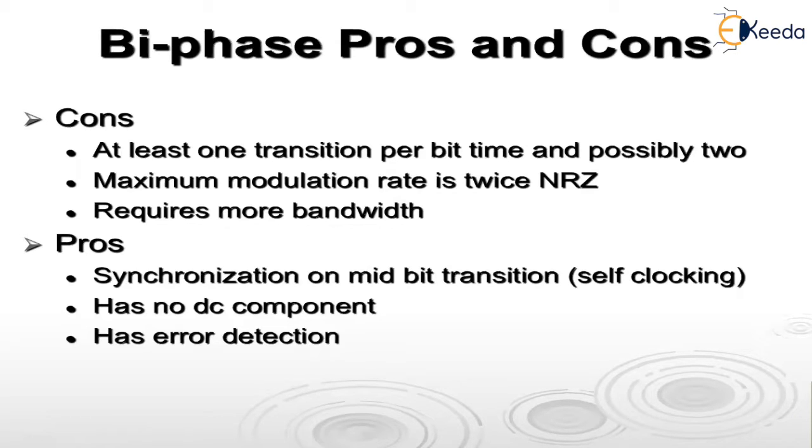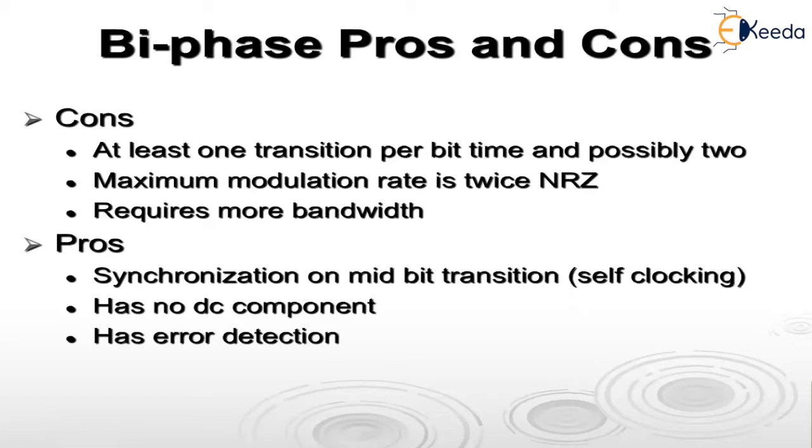On the other hand, the biphase schemes have several advantages. First advantage is synchronization, because there is a predictable transition during each bit time. The receiver can synchronize on that transition. So such codes are called self-clocking codes.